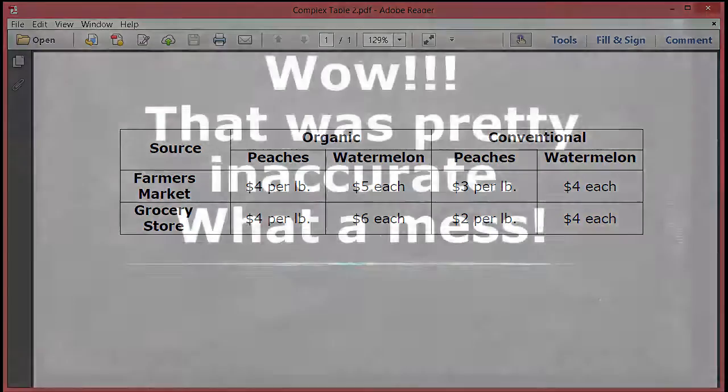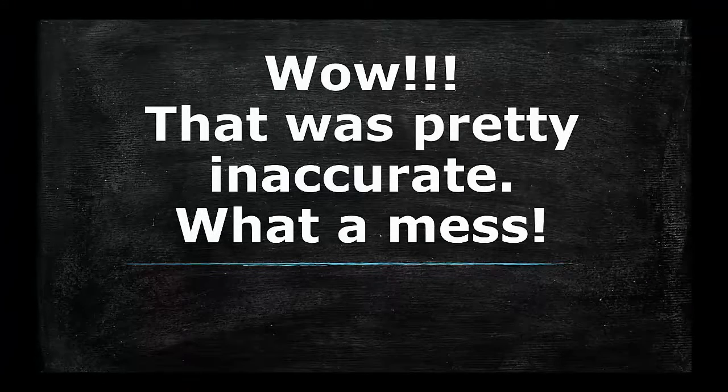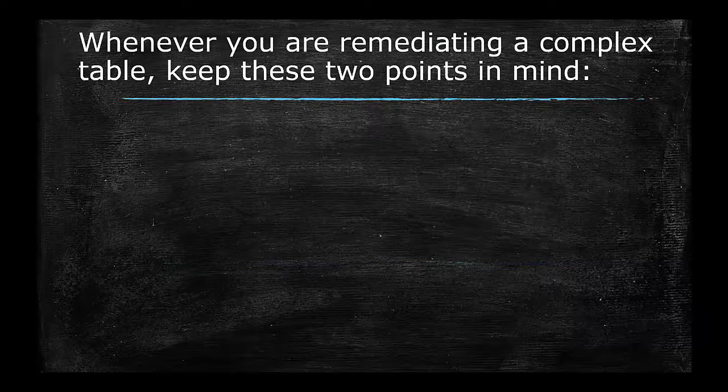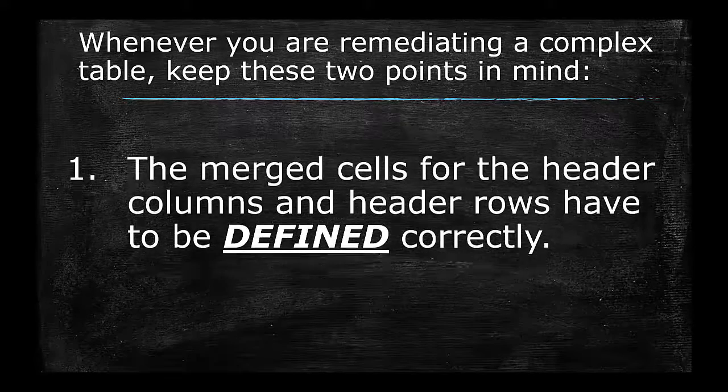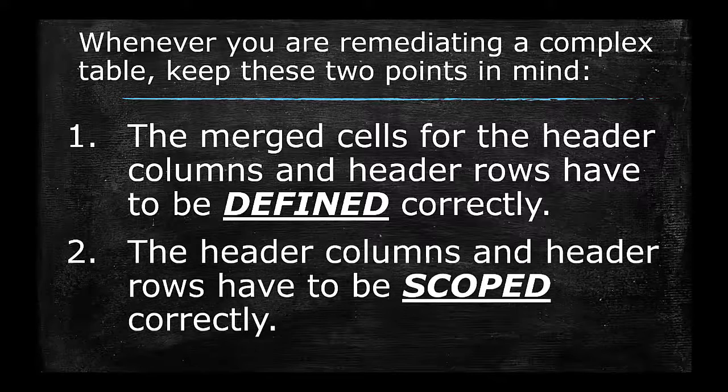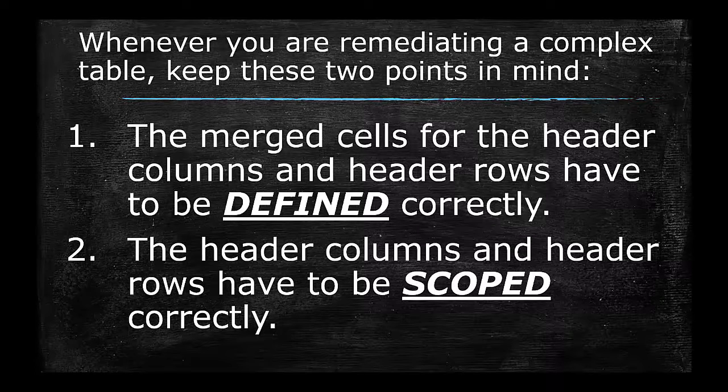Table end. Wow, that was pretty inaccurate. What a mess. Whenever you are remediating a complex table, keep these 2 points in mind. 1. The merged cells for the header columns and header rows have to be defined correctly. 2. The header columns and header rows have to be scoped correctly.